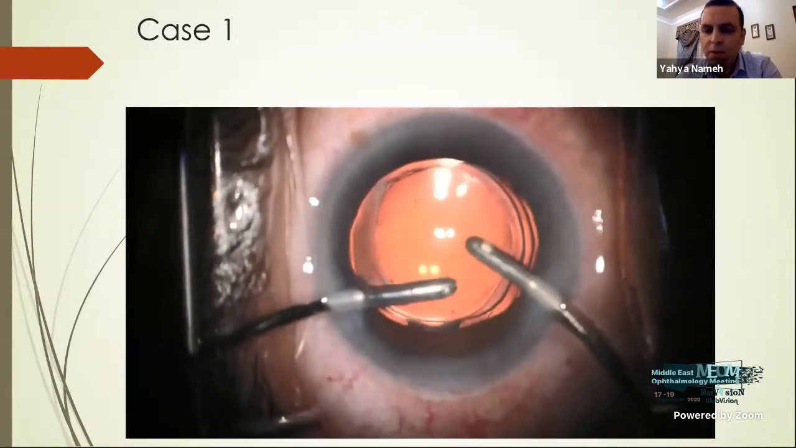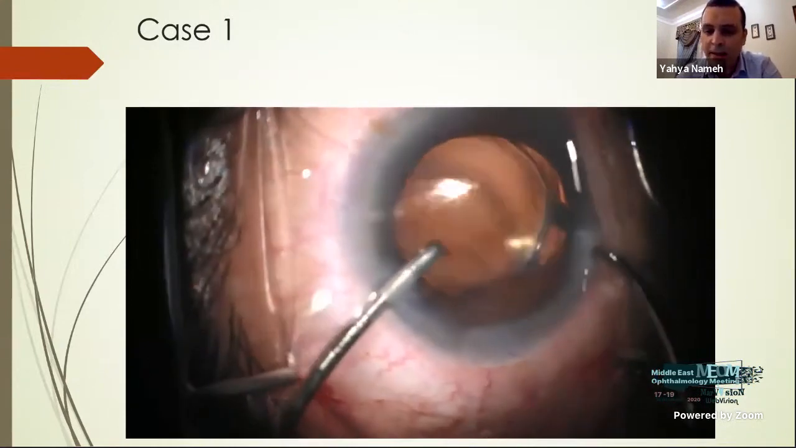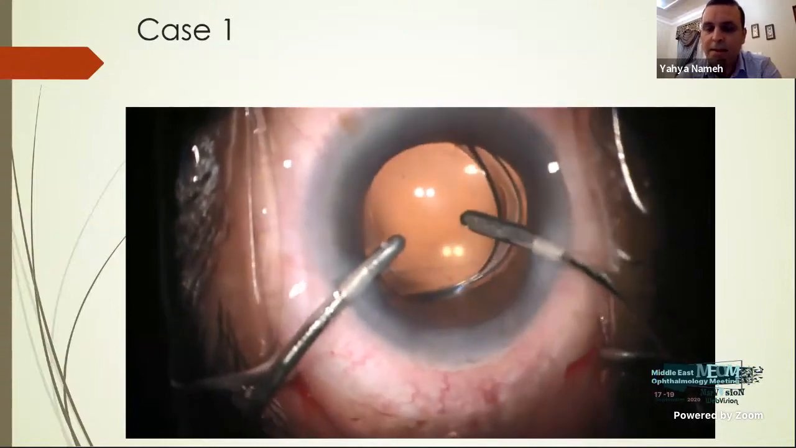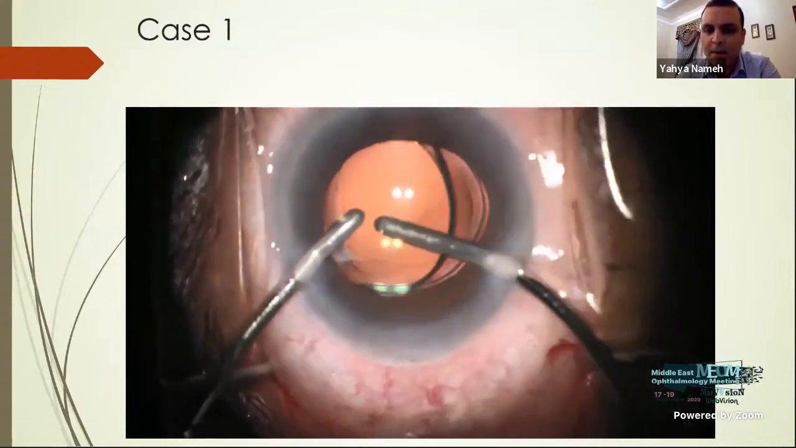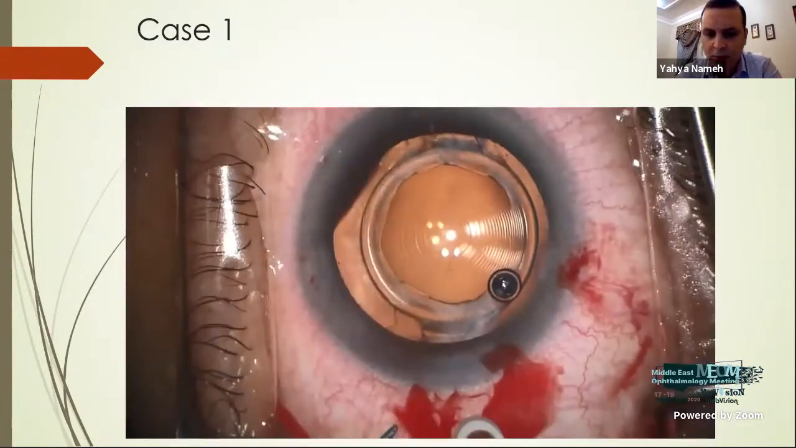It's very important to wash out the OVD and the viscoelastic in front and behind the lens, particularly the space between the two lenses, in order not to elevate the intraocular pressure. And this is the conclusion of surgery.